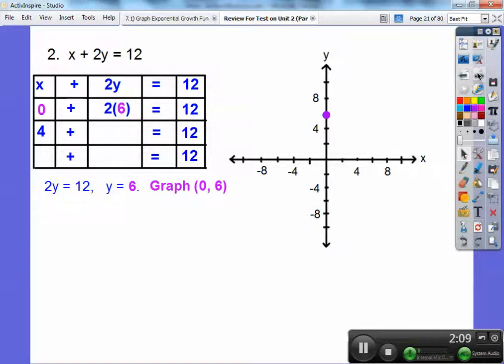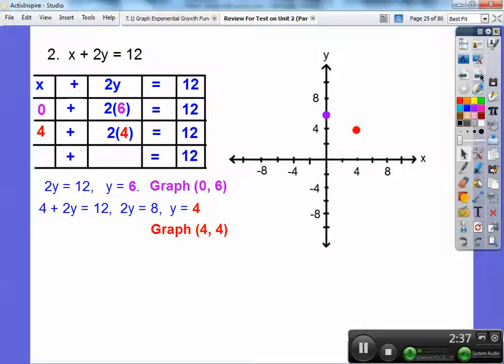If I tried x equals 4, it's going to be 4 plus twice what number equals 12? There's that equation down here, 4 plus 2y equals 12. Remember what we do? We subtract 4 from both sides, so I get 2y equals 8, so y must be 4. So we'll graph 4, comma 4. X equals 4, y equals 4, over 4 up 4. The next one is going to have to be on this line somewhere.